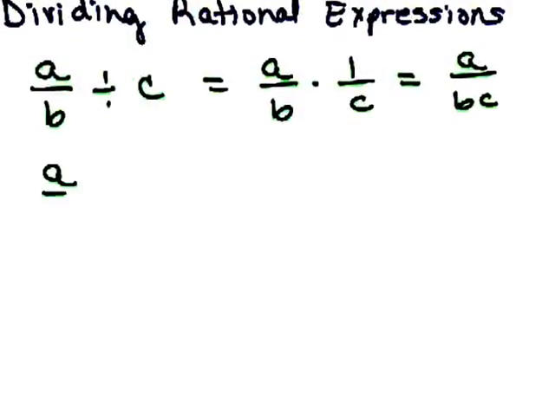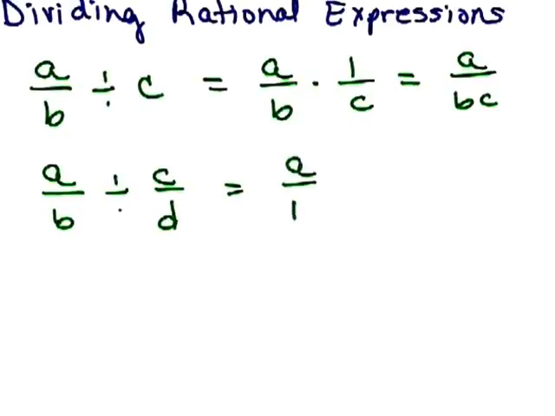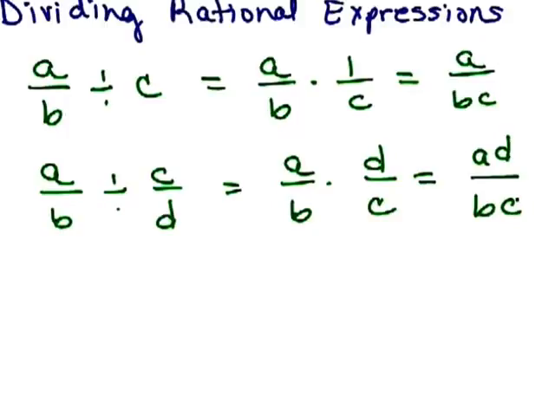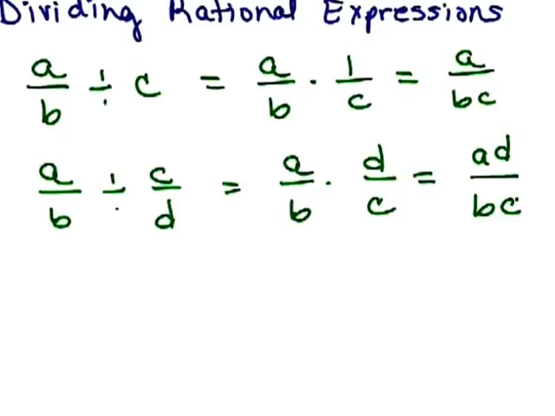If you have a fraction divided by a fraction, it's a over b times the reciprocal, d over c, ad over bc. So to divide rational expressions, we're just going to first change division to multiplying by the reciprocal. Then we're going to use the same technique we did for multiplying rational expressions, which was the same technique as simplifying. You just factor everything. Hopefully a lot of stuff cancels out and you're done.